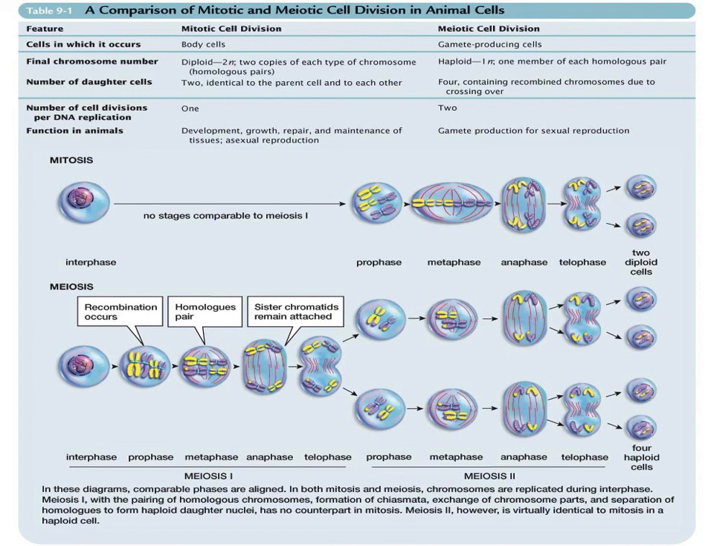And again, remember that in prophase 1, we have crossing over, and in metaphase 1, we have the second reason for genetic variability, which is called independent assortment. And that concludes the main highlights of mitosis and meiosis.